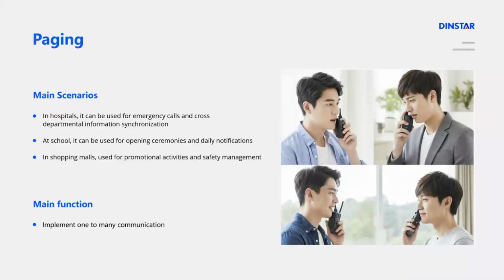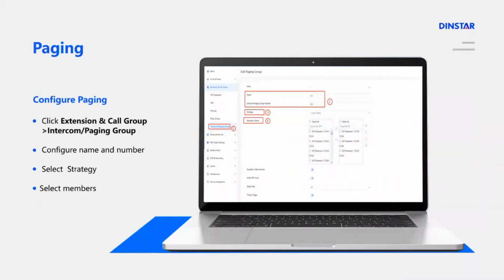And how to set it? Let's check. We go to the extension and call group, and we find the intercom and paging group. And we set a name and the number for the paging group. And then we choose the strategy and select members to add to the group.